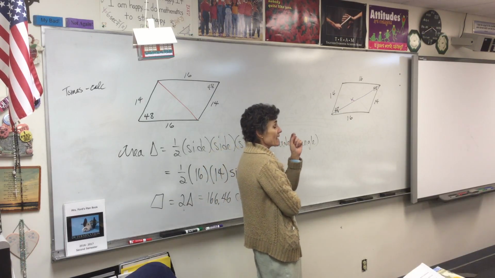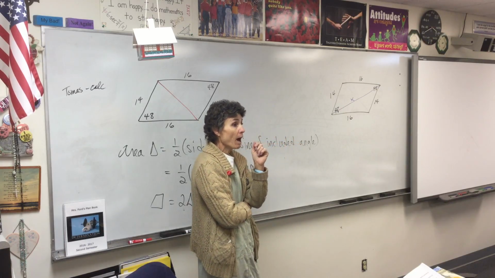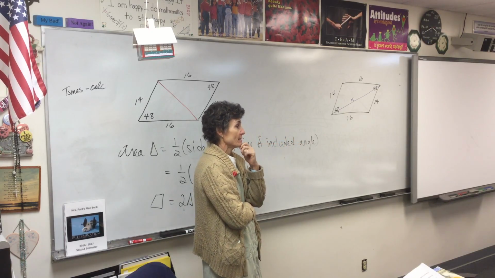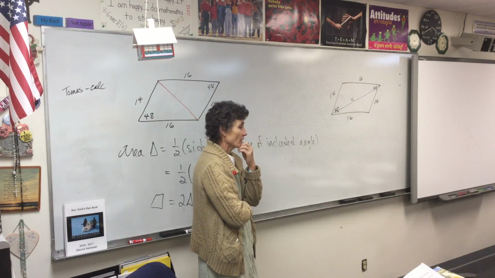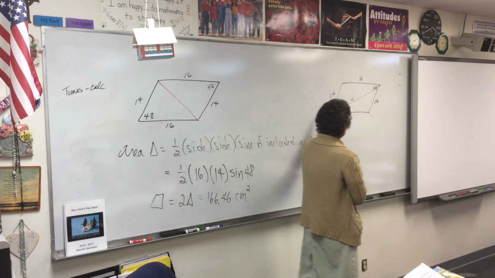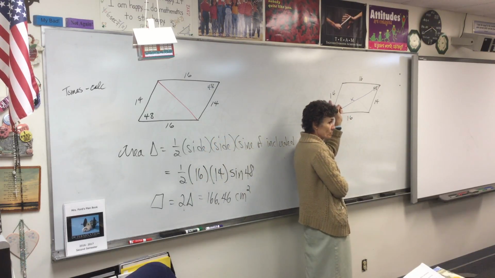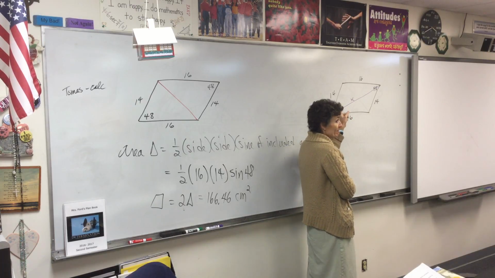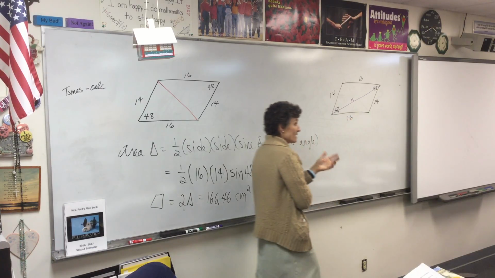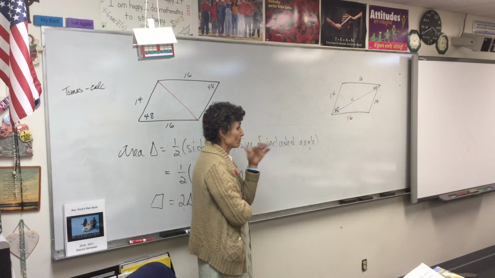Now, the diagonals of a rhombus bisect the angles. The diagonals of a parallelogram do not. This is not a rhombus. If it were a rhombus, these two numbers would match. So these are not 24. It's a very common mistake, but no. Nope, nope, nope, nope, nope.